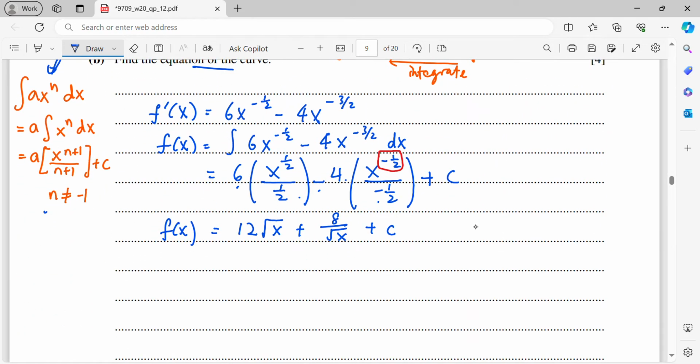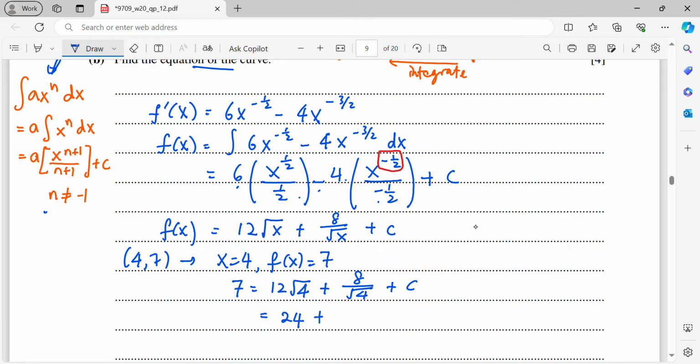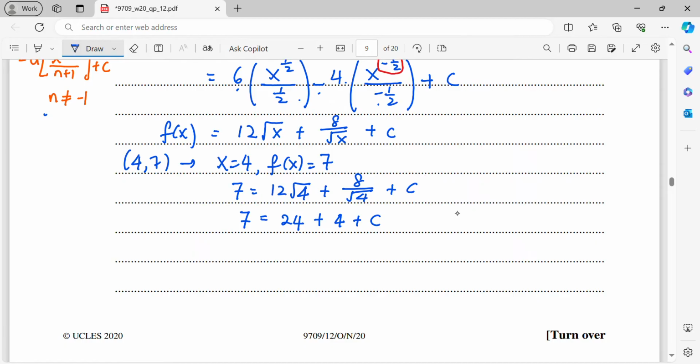So now (4, 7) means x equals 4, f(x) equals 7. So now when you replace, 7 equals 12 square root 4 plus 8 over square root 4 plus c. So 12 square root 4 is basically 24, because square root 4 is 2, plus 8 over square root 4 means 8 over 2, you get 4. Then plus c, this is 7. Then from here, basically, your c is 7 minus 24 minus 4, that is minus 21.